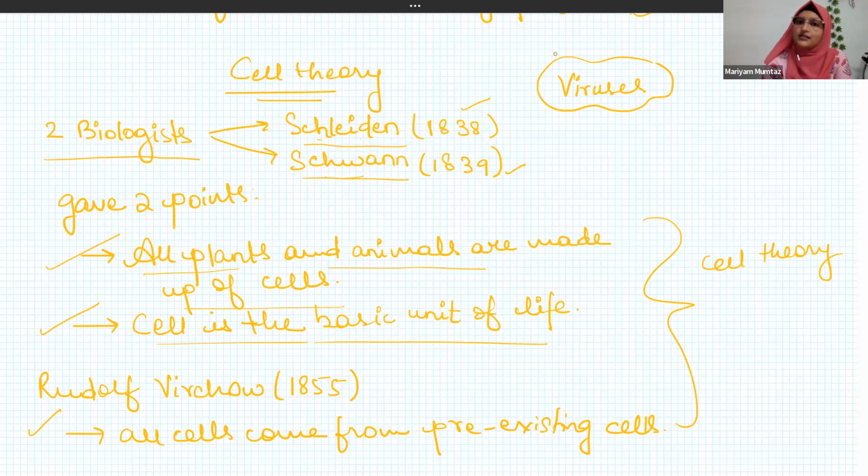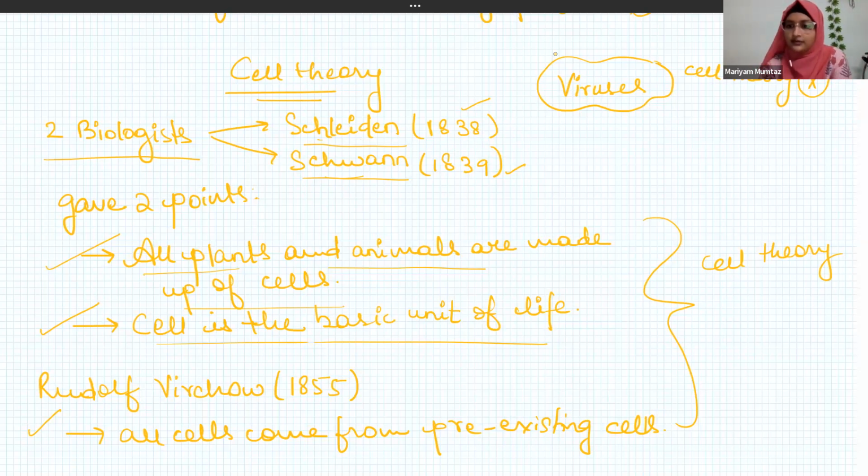Very good. So you know so much about viruses. Viruses are the only organisms that are an exception to cell theory. Why? Because they are dead outside. As a single unit, they are dead, but as soon as they enter a body, they are living. So cell theory is not applicable to them.